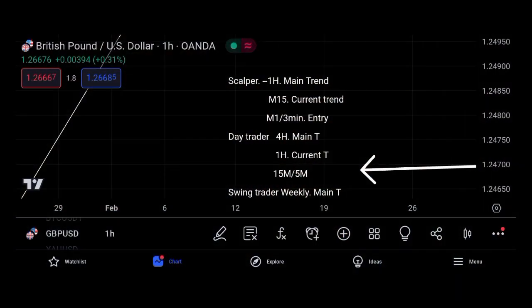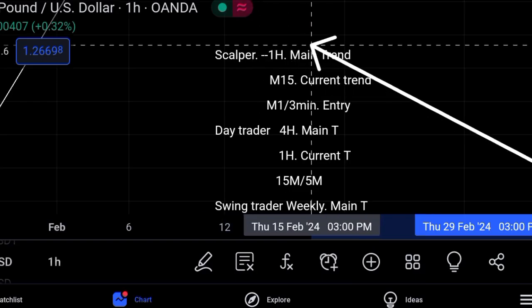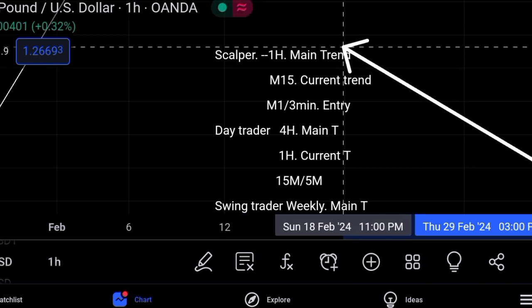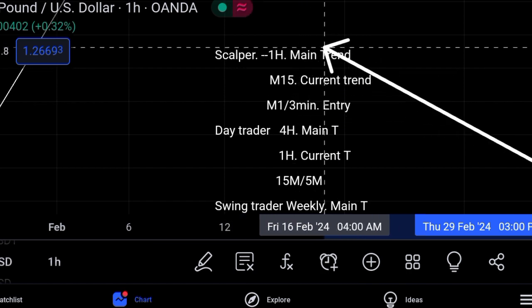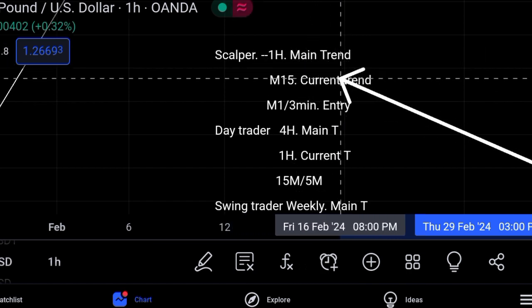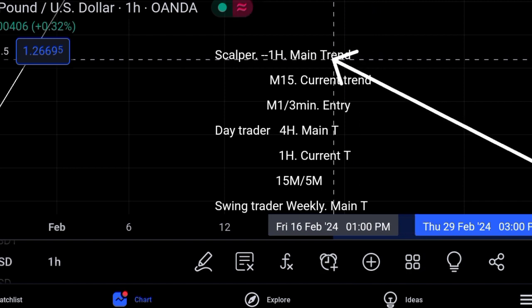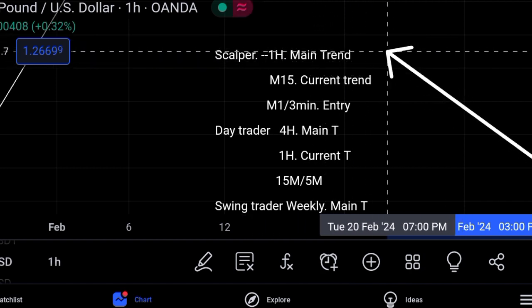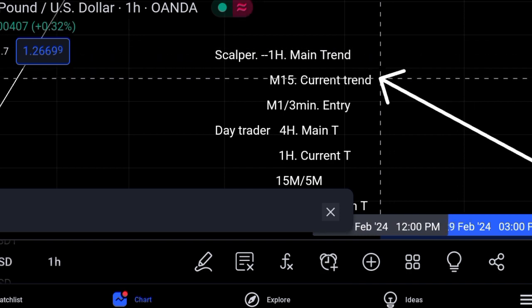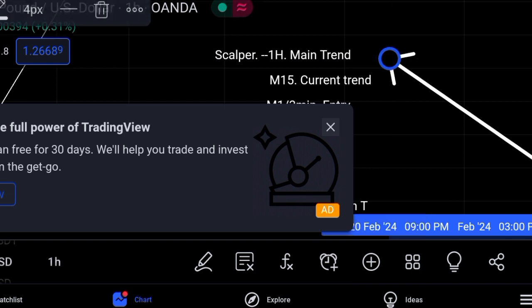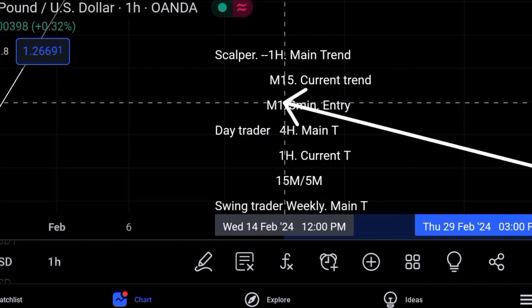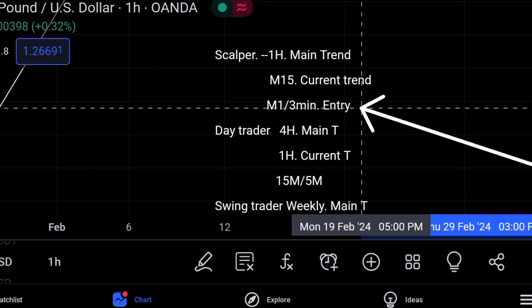So guys, I just want to give a brief explanation of time frames for different types of traders. Scalpers are traders that just take advantage of small price movements. They can make as many as 5 to 15 trades in a single day. Their main trend is the 1 hour. They use the 1 hour time frame as their main trend, the 15 minutes as their current trend, and then the 1 minute, and sometimes the 3 minutes, for their entry.